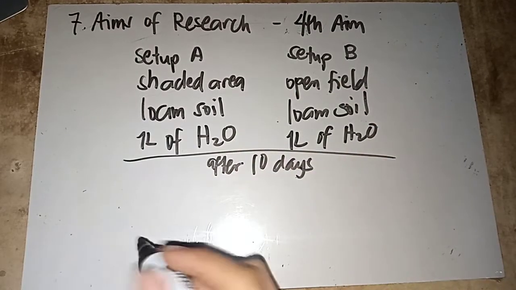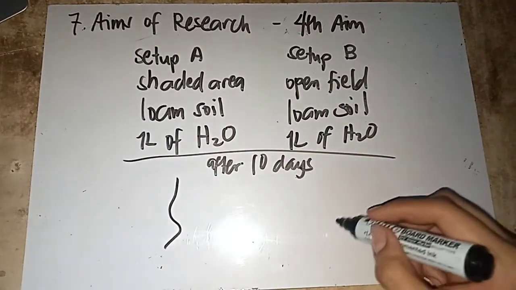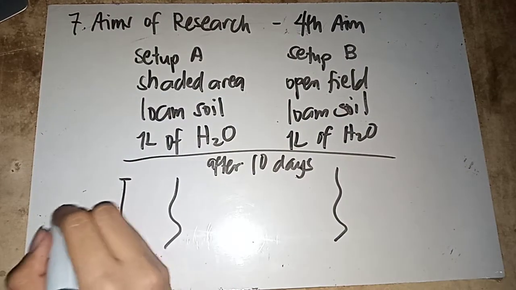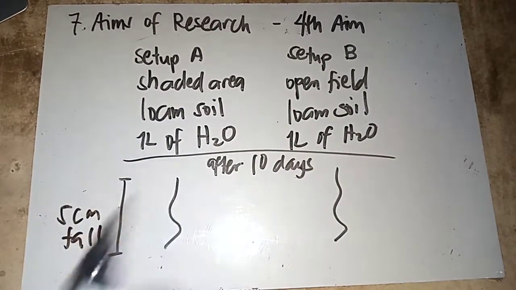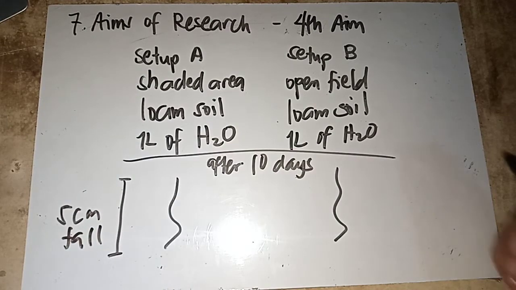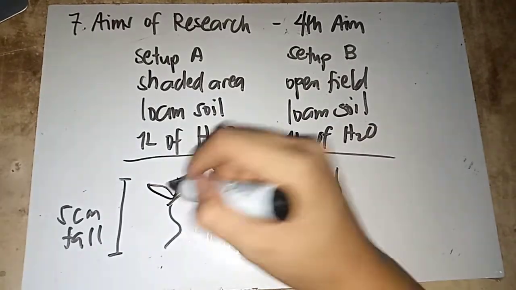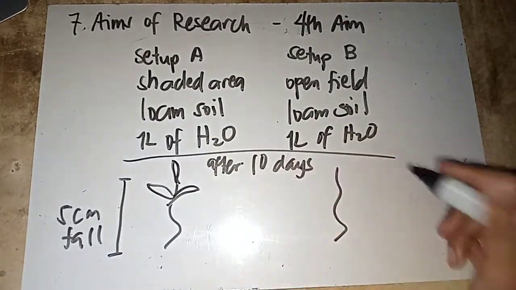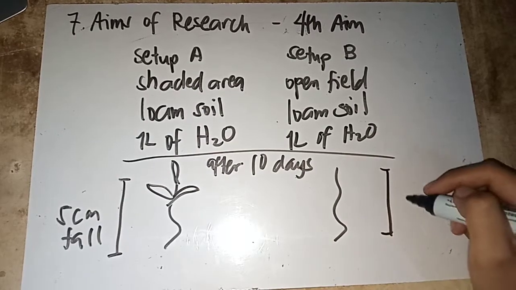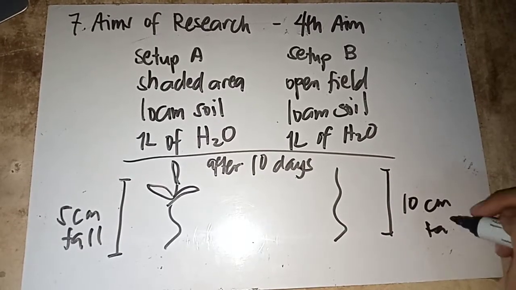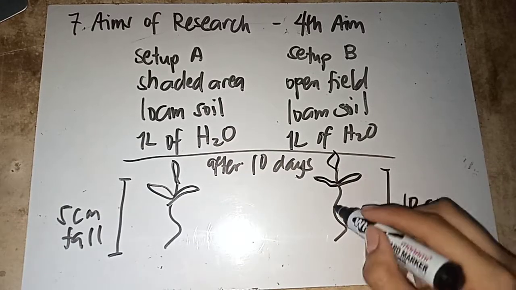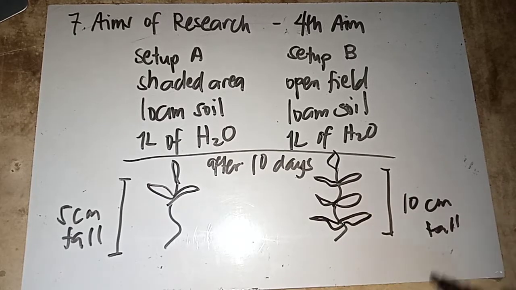So, let's say this is setup A, this is the plant in setup B. In setup A, the plant grew 5 centimeters tall after 10 days. And then, it has 3 leaves. Then, the plant in setup B grew 10 centimeters tall after 10 days. And then, it produced 7 leaves. Okay?